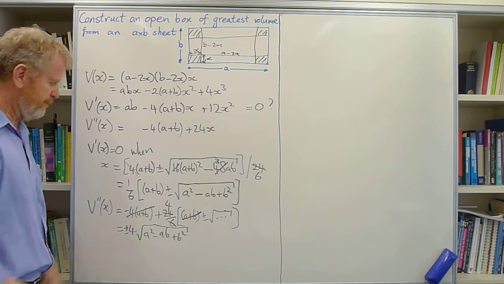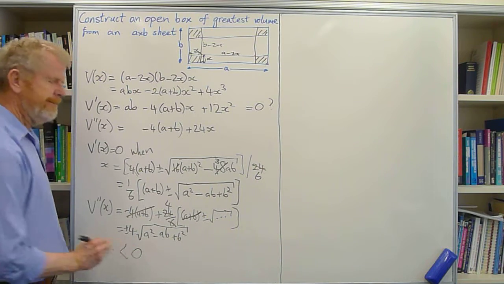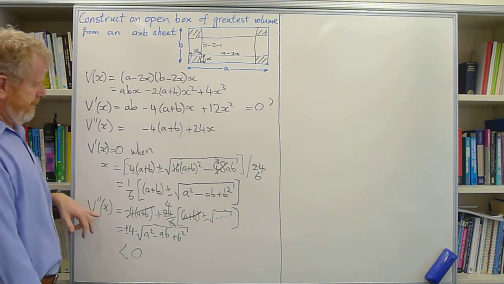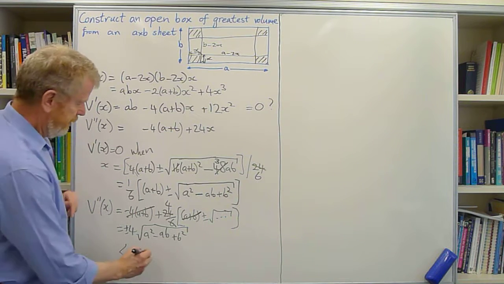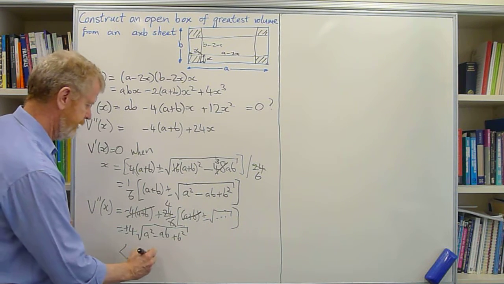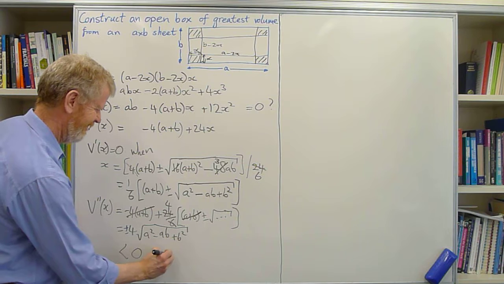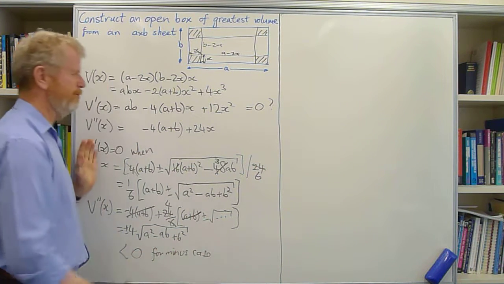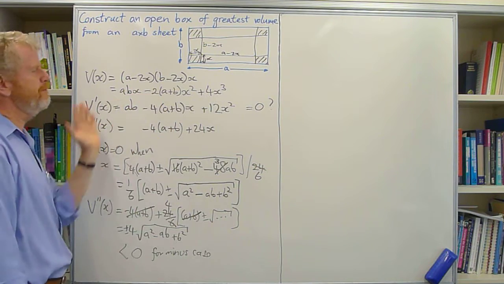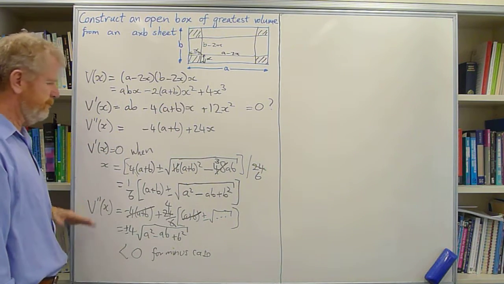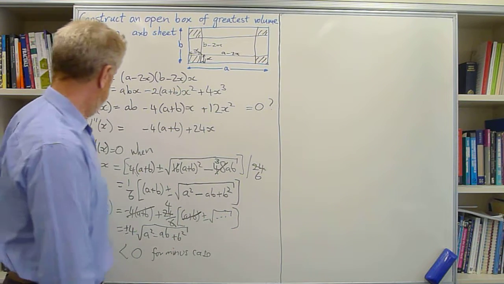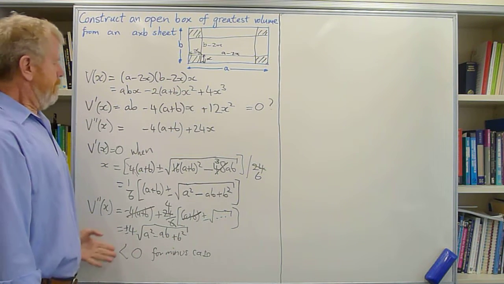Now, out of the two of these possibilities, this is less than 0 and hence a maximum for the minus case. And the minus case is what we want for a maximum, because at a maximum the function curves downwards. It's got a negative second derivative.